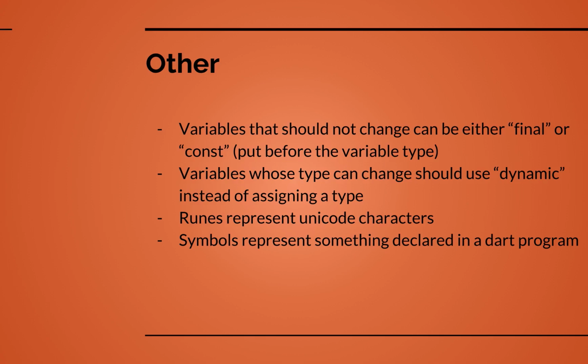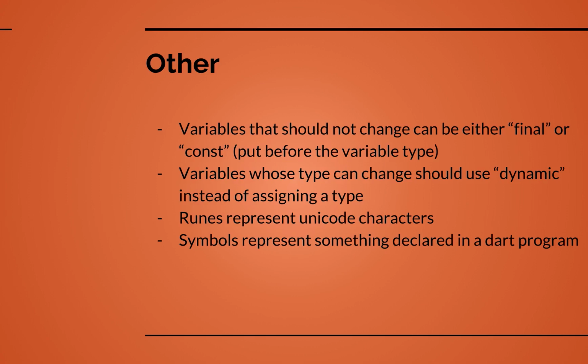Variables whose type should change, or rather can change, should use the dynamic keyword instead of assigning a type. So let's say I want to be able to change the type of my variable. Perhaps age would be a bit more appropriate. So in that case, instead of integer age is equal to 25, I would do dynamic age is equal to 25. That way I could assign it a string value, or an integer value, or a boolean value, or a double value. There's also runes.